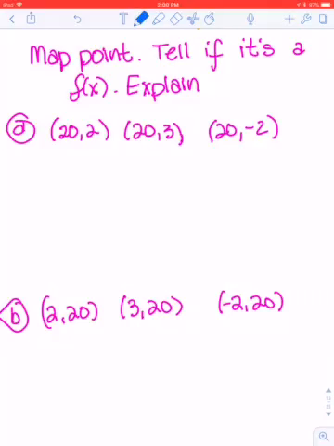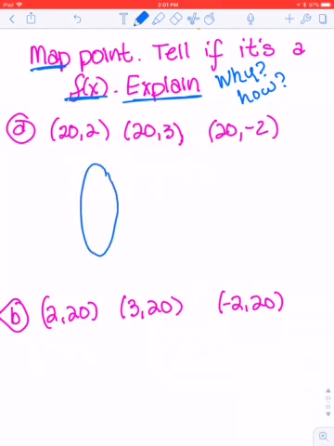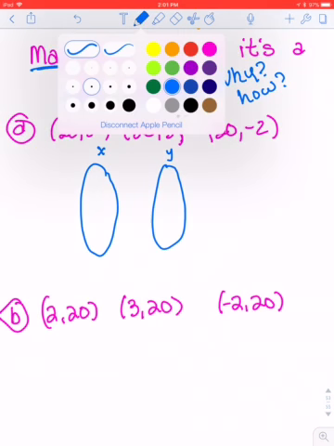Okay, guys, let's go through a little bit about how to map and tell if it's a function. So our directions are to map, tell if it's a function, and explain, or basically answer the question: why is it a function, or how do you know it's a function? So when we start mapping, we start with those two ovals. X has to go in the first one and Y has to go in the second.